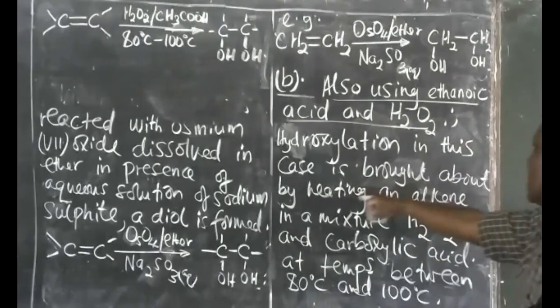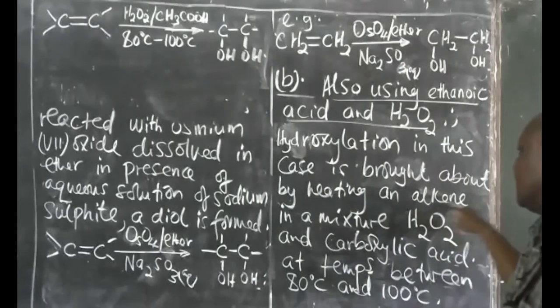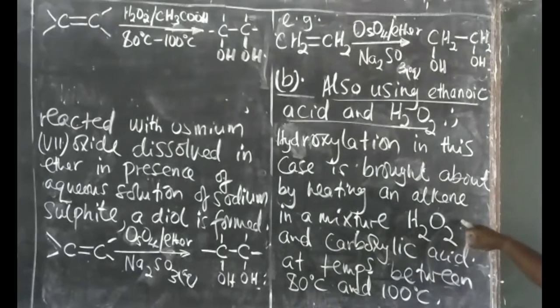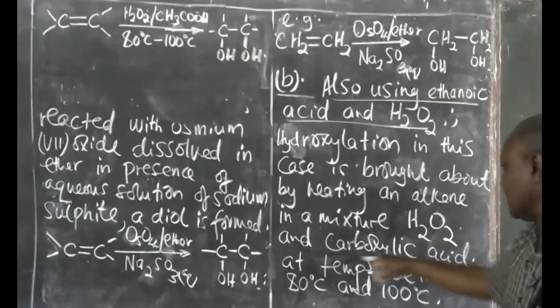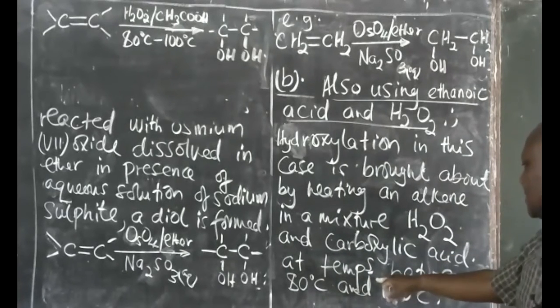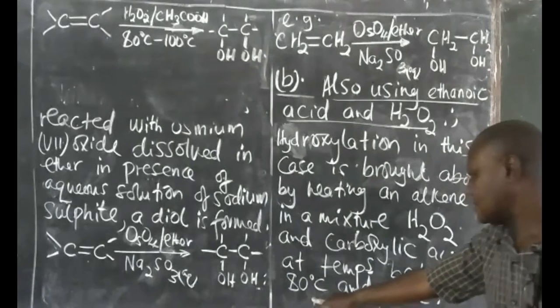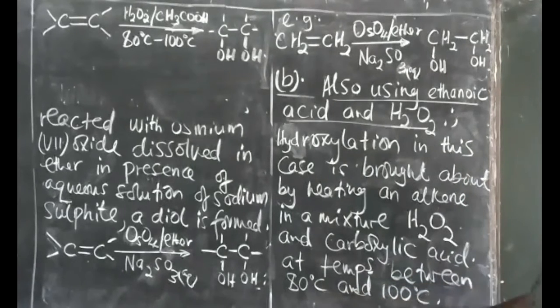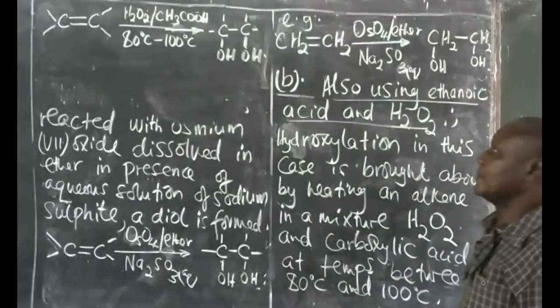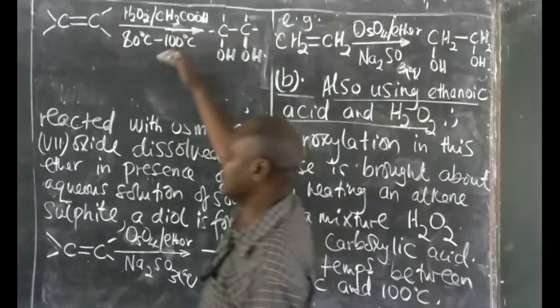Hydroxylation in this case is brought about by heating an alkene in a mixture of hydrogen peroxide and carboxylic acid at temperatures between 80 degrees and 100 degrees centigrade. And this is the reaction summarized.